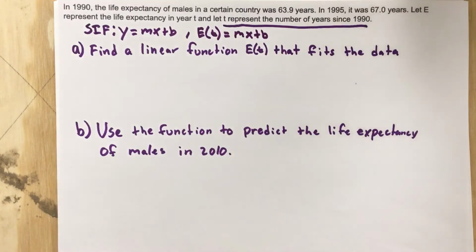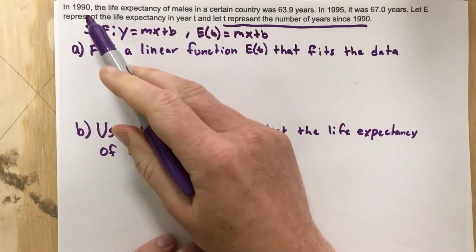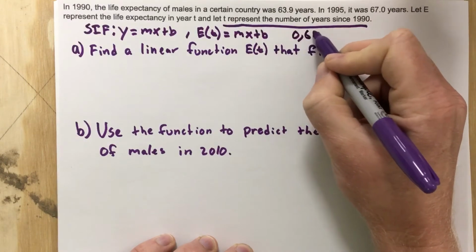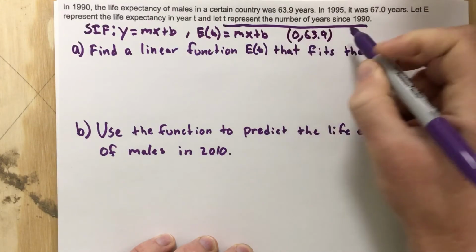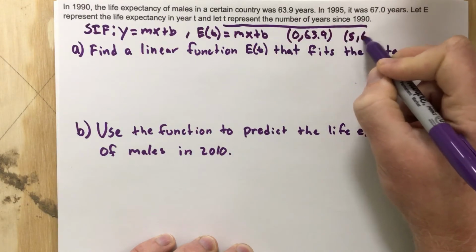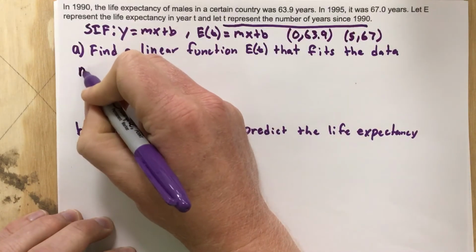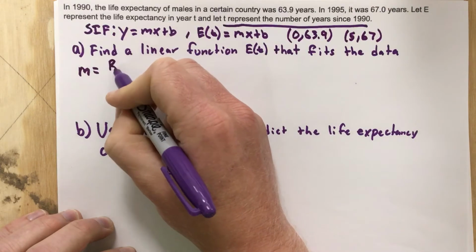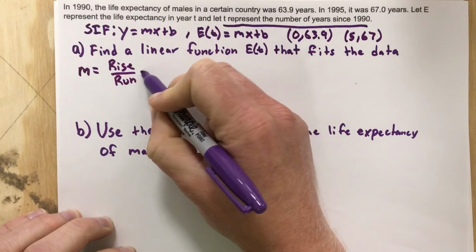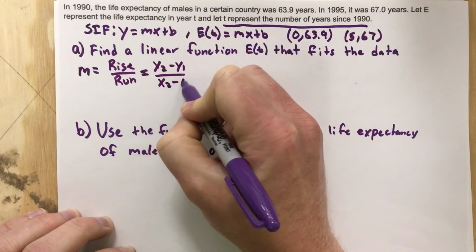So the first thing we want to do is find the slope. To find the slope, I'm going to write out the two coordinates. I've got 0, comma, 63.9, and then I've got 5 for 1995, comma, 67. So those are the two coordinates that I'm going to use to find the slope. I know m is equal to rise over run, which is equal to y2 minus y1 over x2 minus x1.